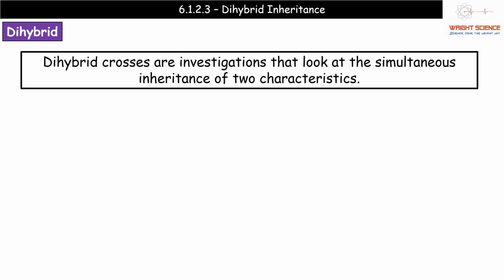So when we're looking at this whole concept of dihybrid inheritance, this is where we see the simultaneous inheritance of two characteristics. Last time we had a look at monohybrid inheritance, where individual characteristics are inherited independent of all others. This time we're looking at two characteristics being inherited simultaneously, so at the same time.